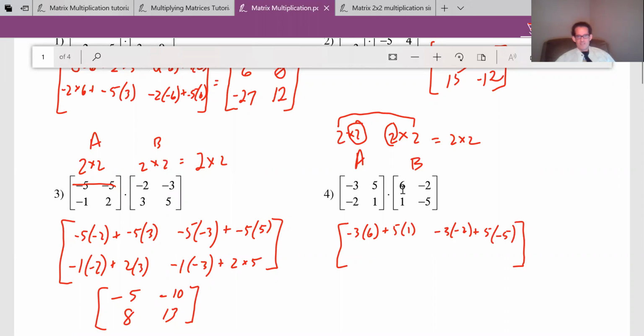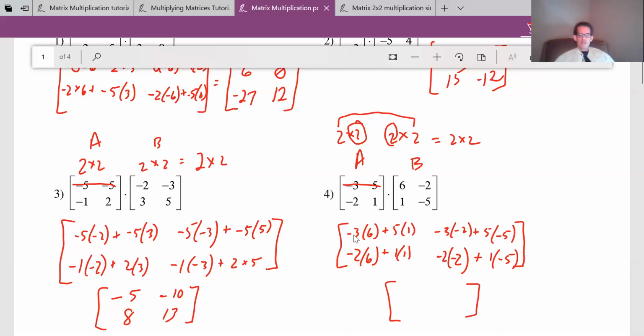Okay? So what I just did was this top row. I'm done with the top row. Now I'm going to do the bottom row by this column and then by this column. So I have negative 2 times 6, then I have 1 times this one right here, plus 1 times 1. Okay? And then I have to do the next column. Negative 2 times negative 2, and then 1 times negative 5, plus 1 times negative 5. And then we want to simplify all of this into a 2 by 2 matrix.